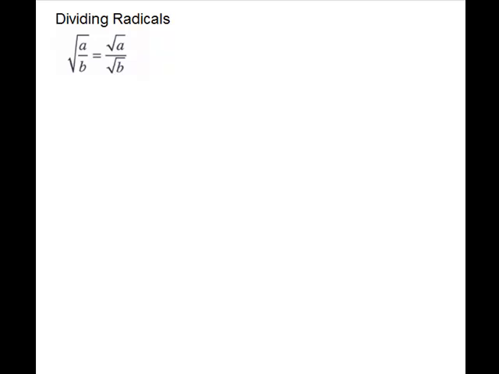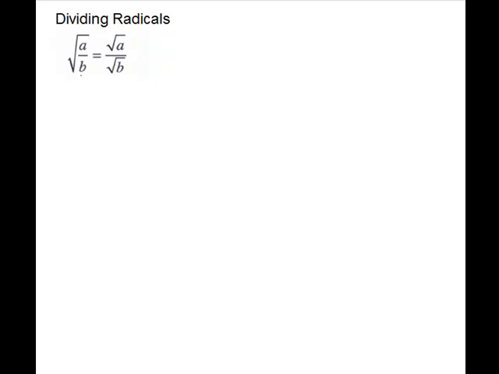In this section, we'll look at dividing radicals. We've seen this rule before to help us simplify. If you have the square root of a fraction, you can break it apart. Put the radical with the numerator and the radical with the denominator. If there was anything underneath that you could simplify, you could do that first.